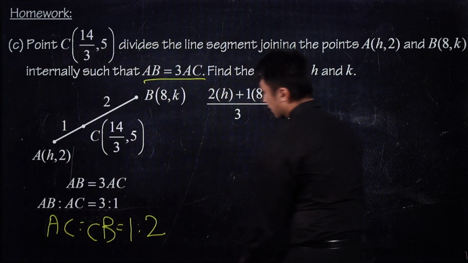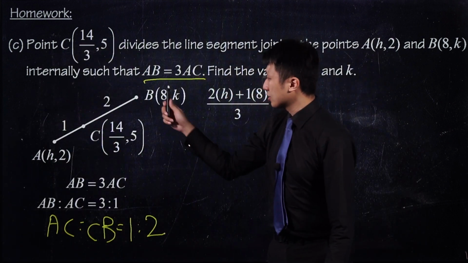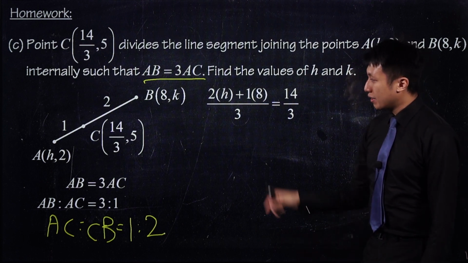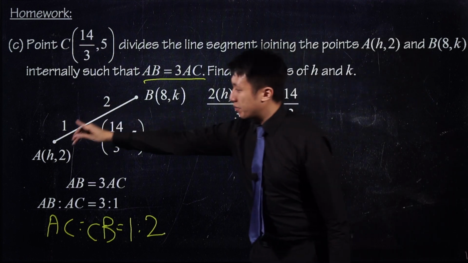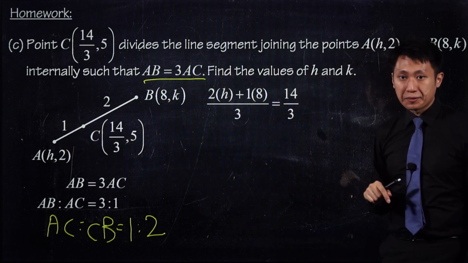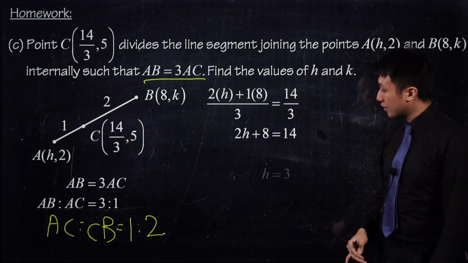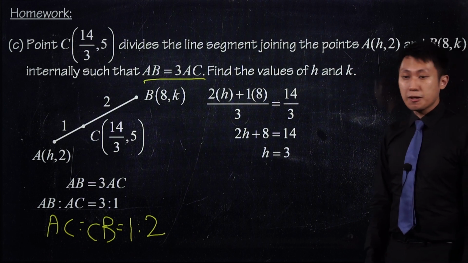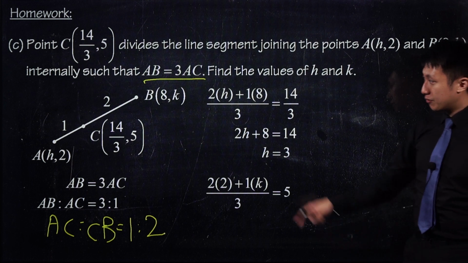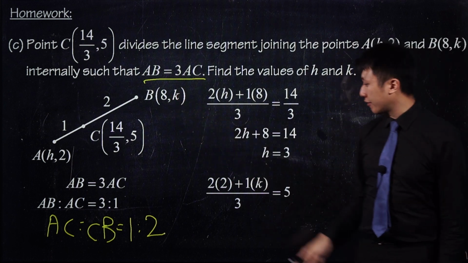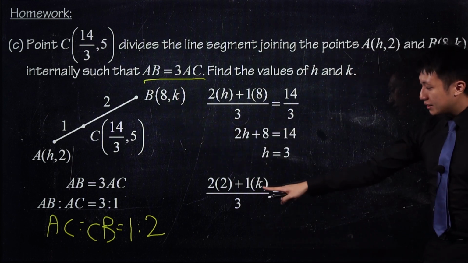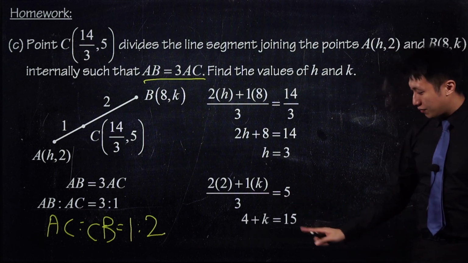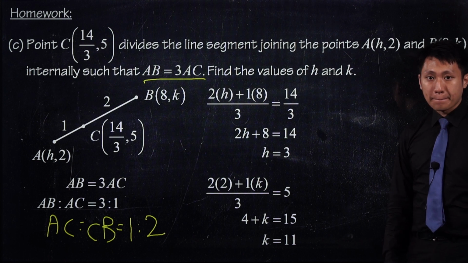Okay, hence you do this cross to this side, 8 times 1, plus 2 times h, divided by 3, which is the sum of these two, you get 14 over 3. Then solve for it, h will be equal to 3. Okay, now you need to find k. Same thing I do for the other coordinate, the y coordinate. Cross over to the other side, then you get this one, divided by 3 is equal to 5. So solve for this, k is 11.